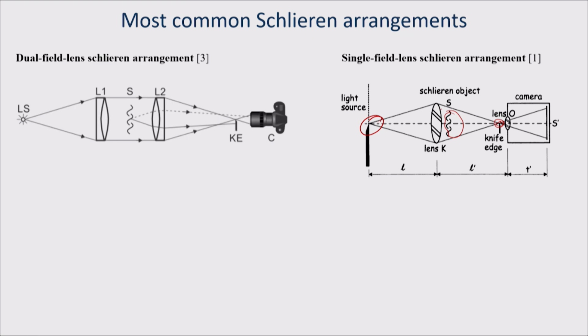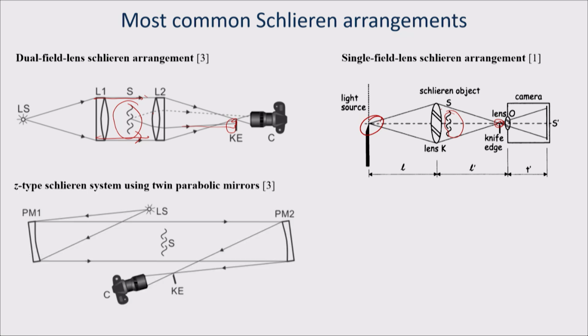The second one is, instead of this, you can use two lenses. Using one lens, you create a parallel beam, and that interacts with the medium. Again, you focus using the second lens, and the light which bent will be blocked by a knife edge, and the one which goes straight will pass. That will increase the contrast.